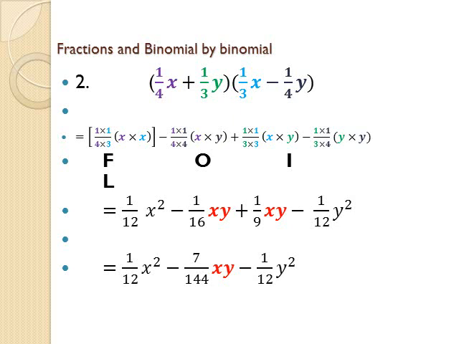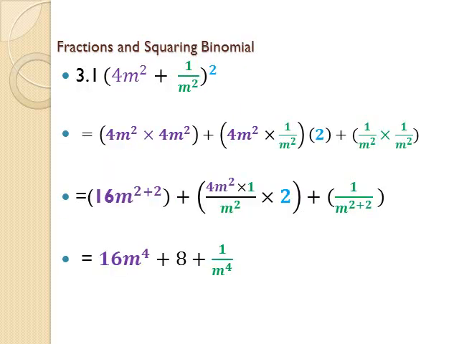Let's look at problem number 3. Alright, so in the third problem now, we have squaring a binomial. So we have two terms, binomial, in a bracket, and we have to square it. Right, so first term must be multiplied by itself. So 4m squared times 4m squared. For the middle term, we always say first term in the bracket times the last term in the bracket times 2. So 4m squared times 1 over m squared times 2. For the last term, 1 over m squared times 1 over m squared.